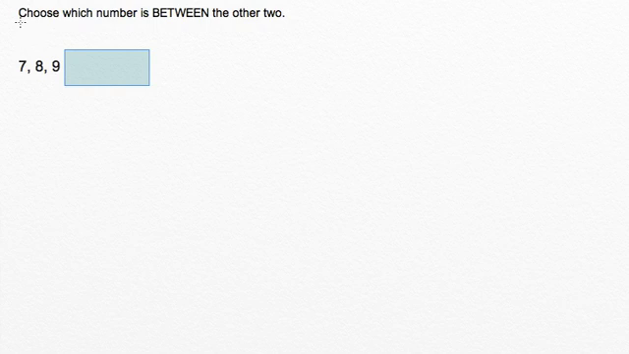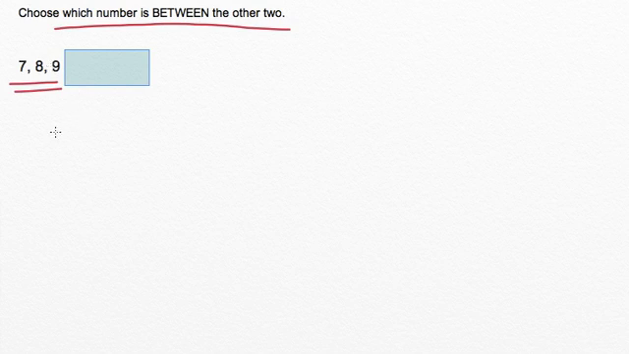So our problem is asking us which number is in between the other two. Well, what does that mean? Well, that means you have three numbers here, and we want to know out of these three numbers, which one is in the middle. So the best thing to do is to write out your number line.